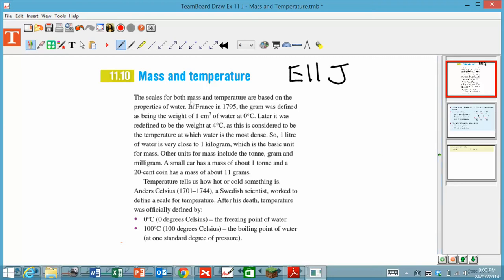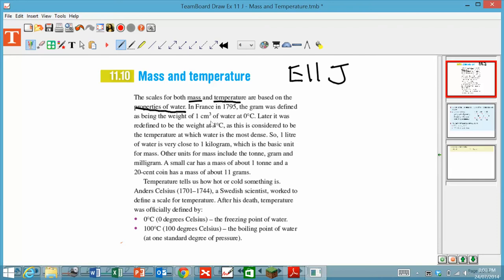Okay, the scales for both mass and temperature are based on the properties of water. Just try and take a second to think about that one. The scales for both mass and temperature are based on the properties of water. So water has had a big impact on mass and also temperature. Alright, so a bit of history.